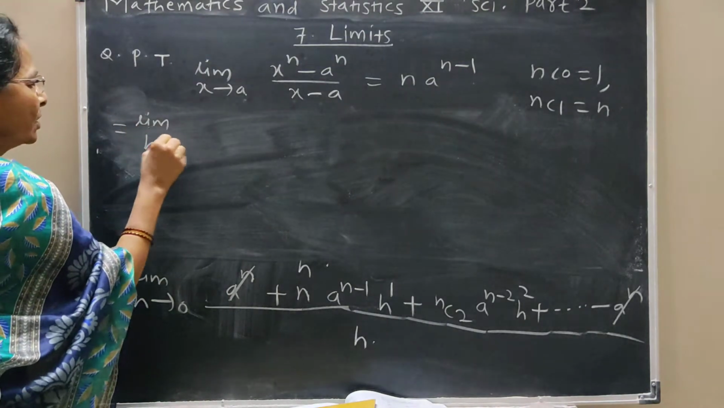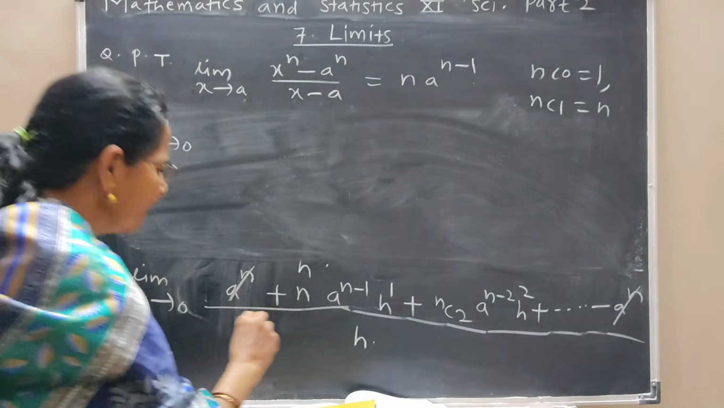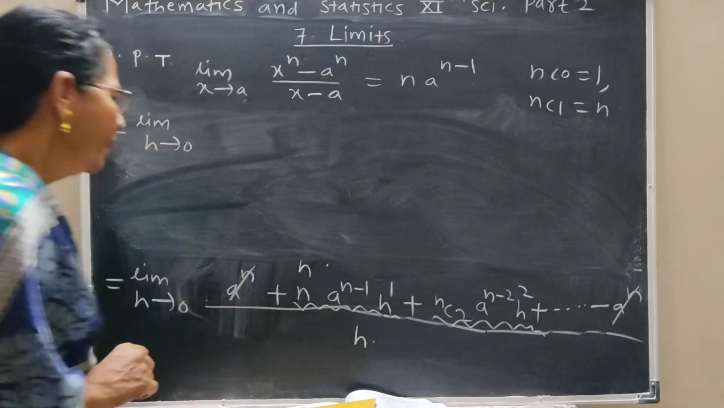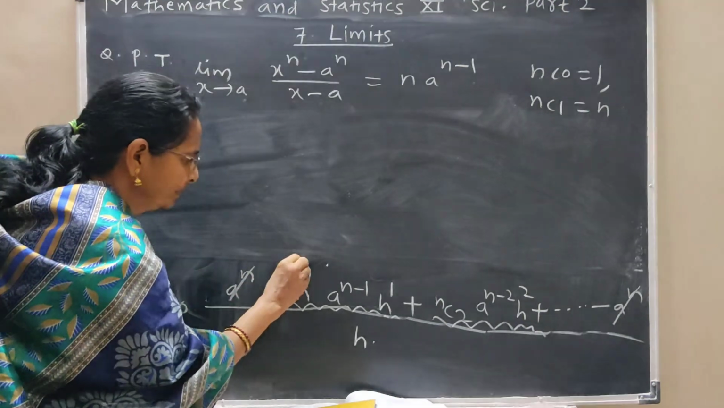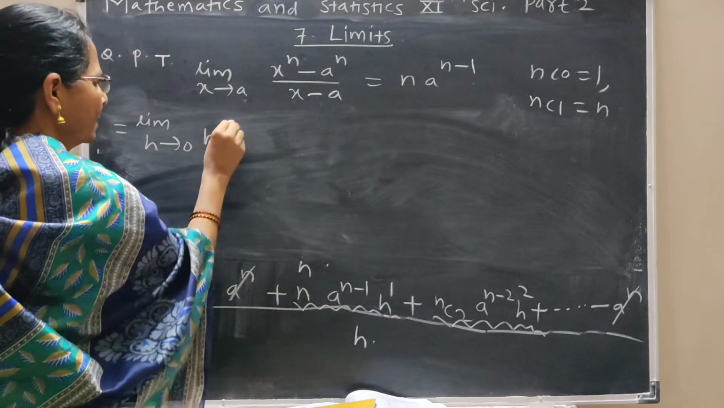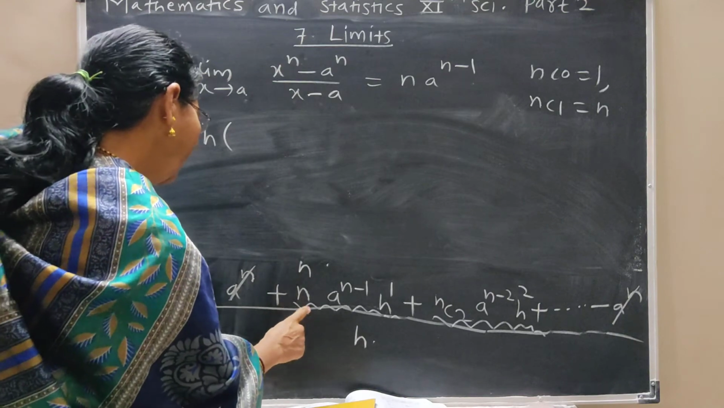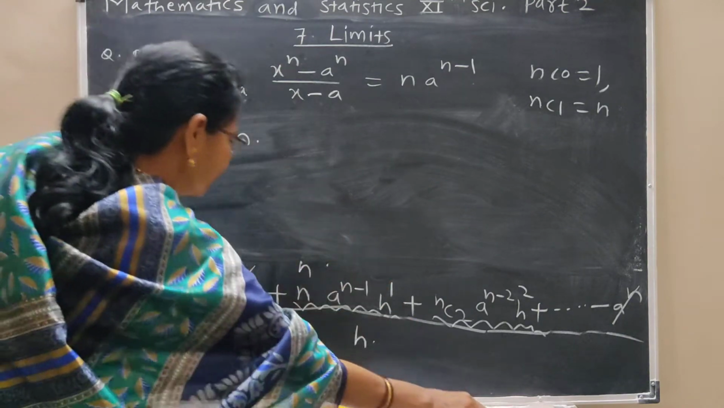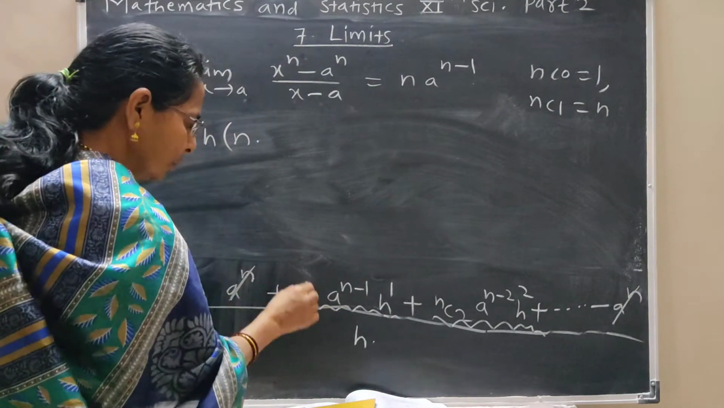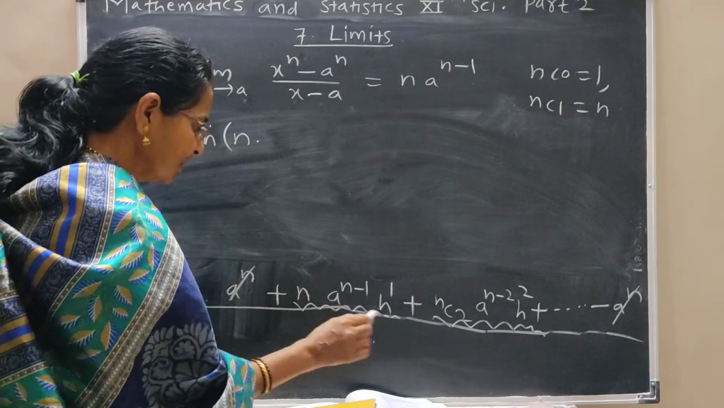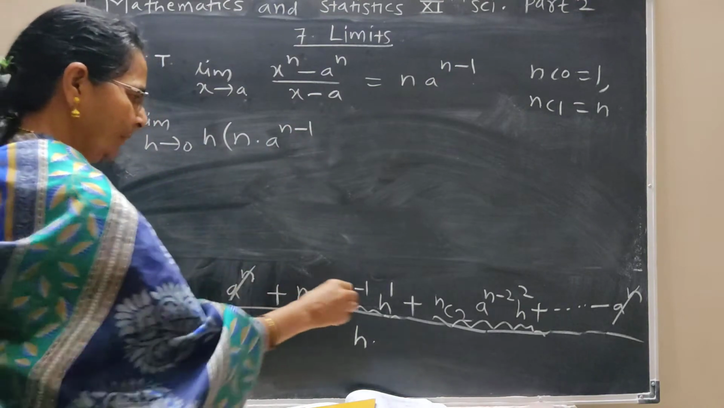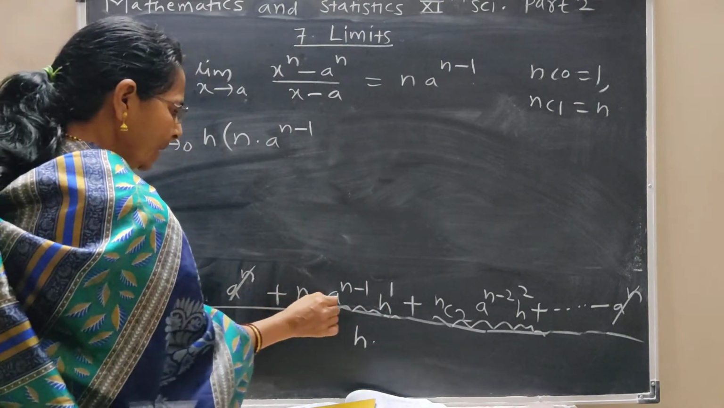Next is equal to limit as h tends to 0. From the remaining terms, take h common. So take h common in the bracket. From these remaining terms, h common. So the remaining terms are n a raised to n minus 1.